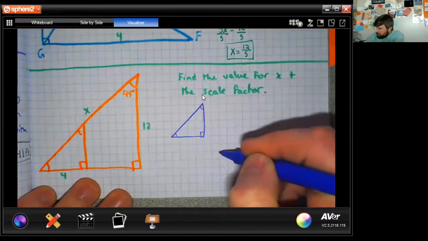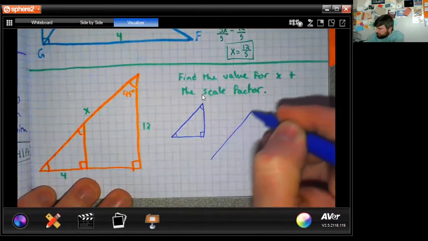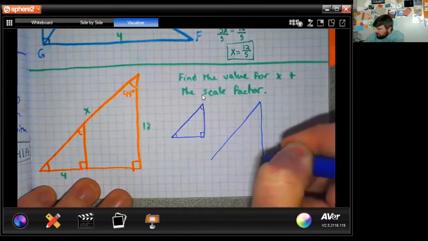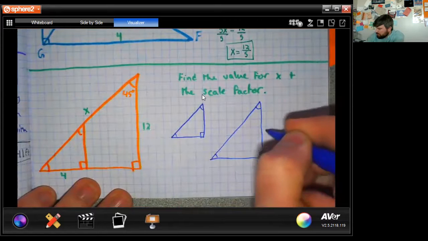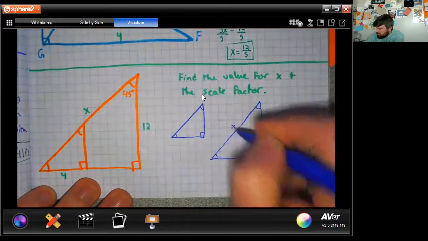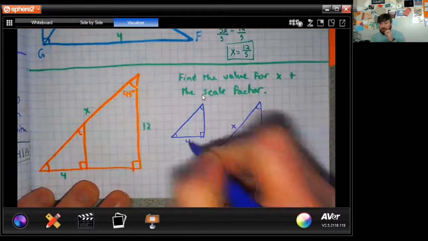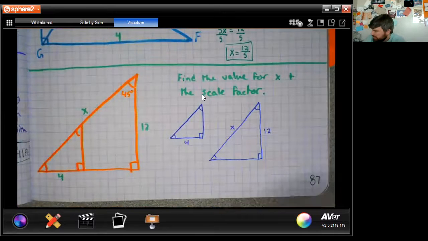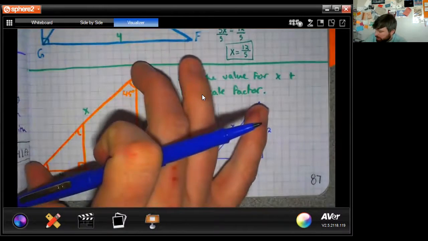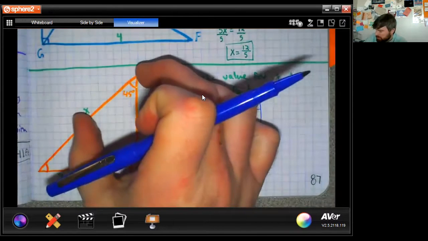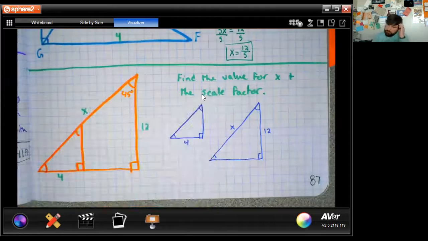So there's the small one. And your drawings don't have to be perfect here. There's the large one. This side is 12 and this side is X. This side here is 4. That's all they give us. And I know that this side is X because X is in the middle of that long side. X is not in the middle of this one and it's not in the middle of that one.